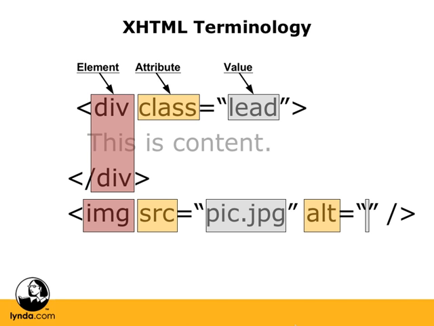So the value of the src attribute is pic.jpg, which in this case means that that's the image that the browser is going to go grab and put into the document. So that's the basics of XHTML terminology.